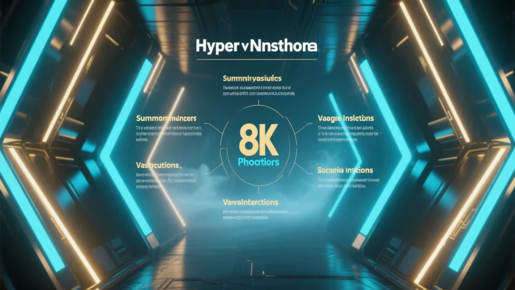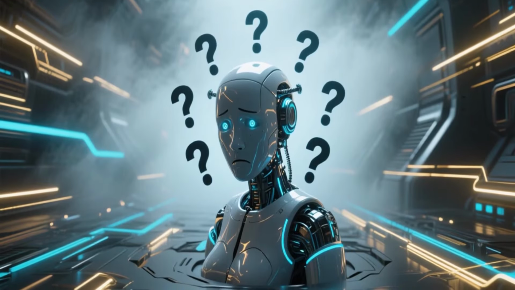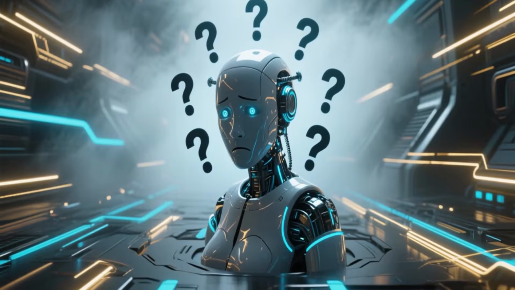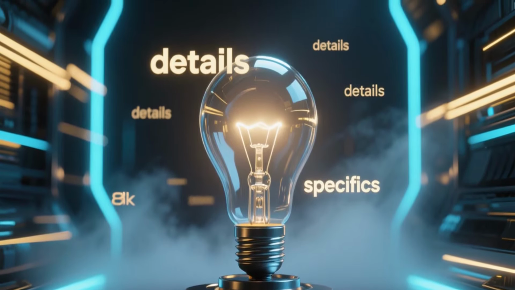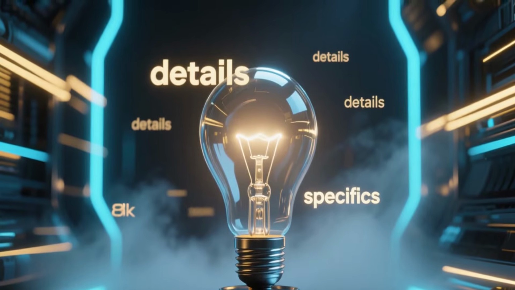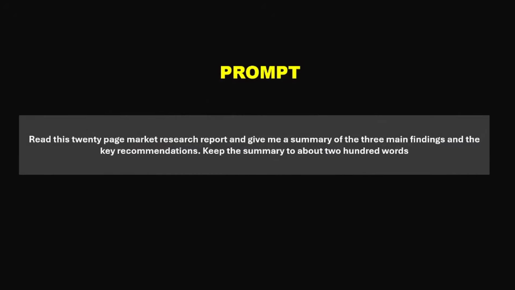The key to getting good summaries is being specific about what you want. Don't just say, "Summarize this document," because that's too vague. Instead, tell the AI what kind of summary you need and what level of detail. For example, you might say, "Read this 20-page market research report and give me a summary of the 3 main findings and the key recommendations. Keep the summary to about 200 words.